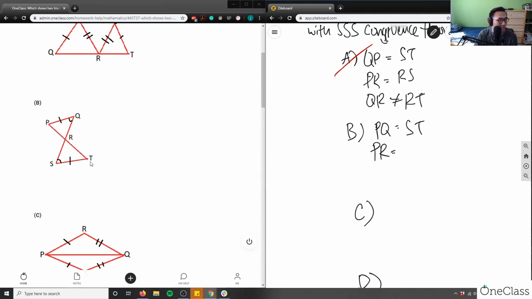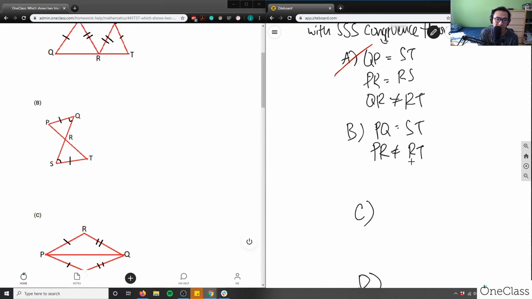This length here and this length here, we don't know if they're the same because I don't see the lines here, and they're not part of a shared side. The two triangles don't share a side. So in this case, PR has no relation to RT, so it's not equal.